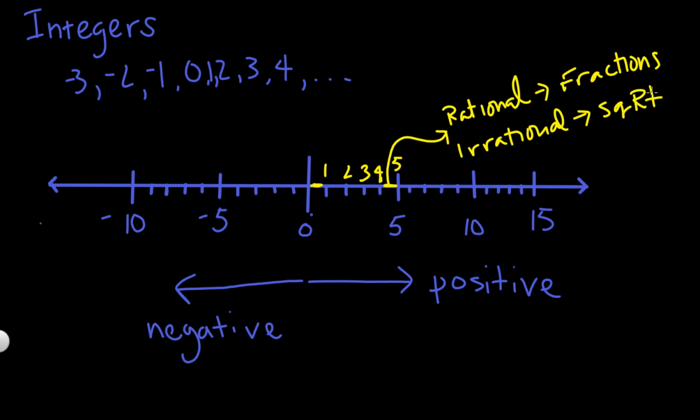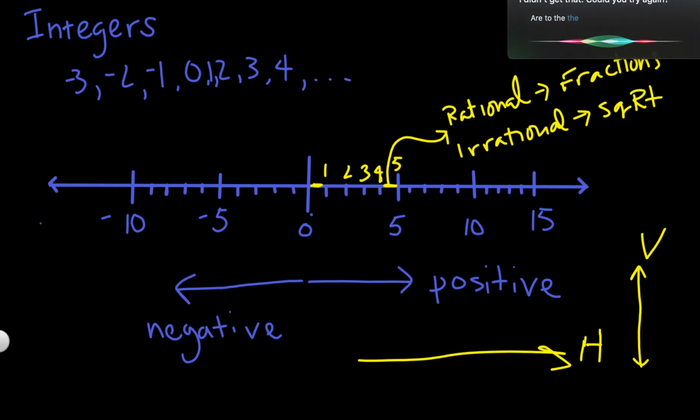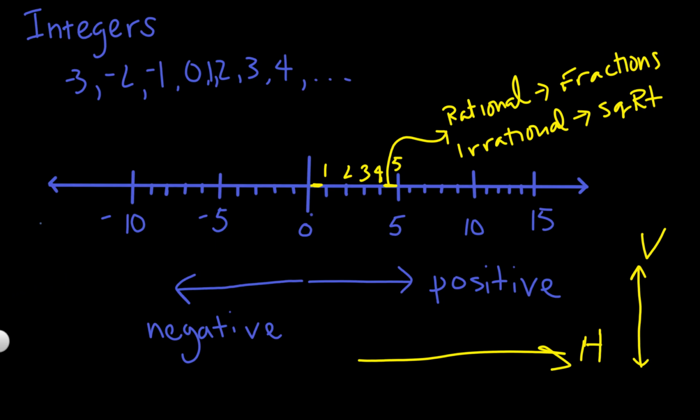We're going to take a closer look at number lines for a minute. We've already looked at the horizontal number line. So this is a horizontal number line. Horizontal means left and right. This is horizontal. That's horizontal, and up and down is vertical. So positive numbers are to the right of the 0, negative numbers are to the left of the 0.